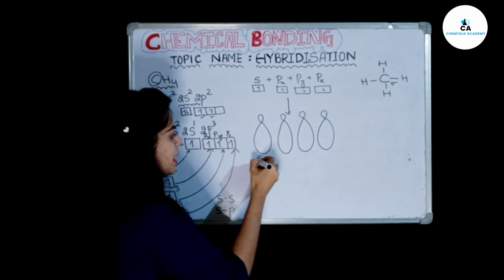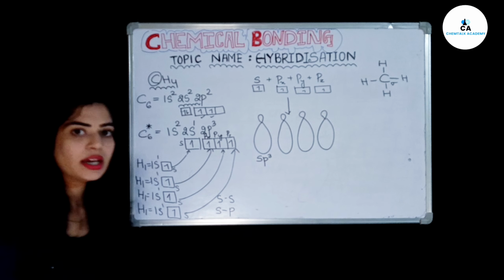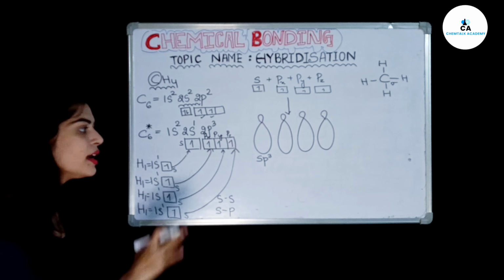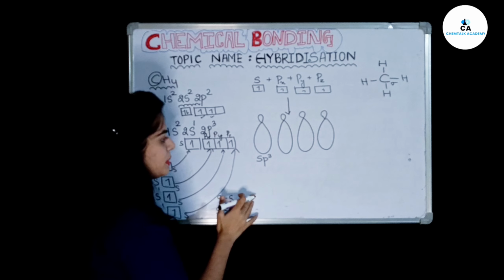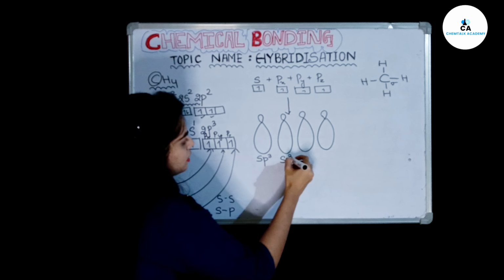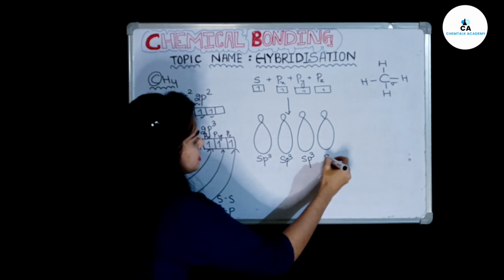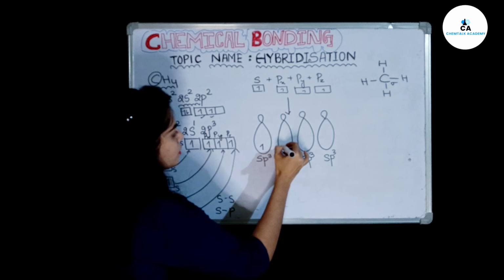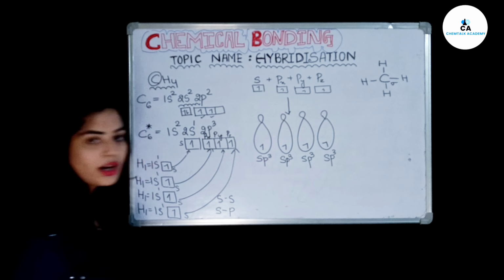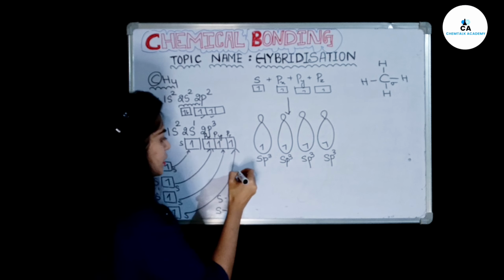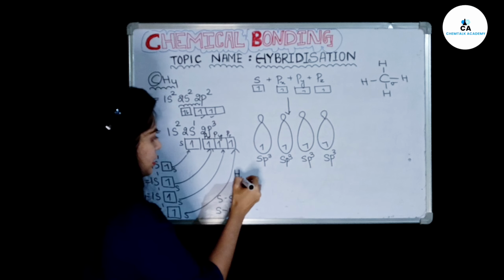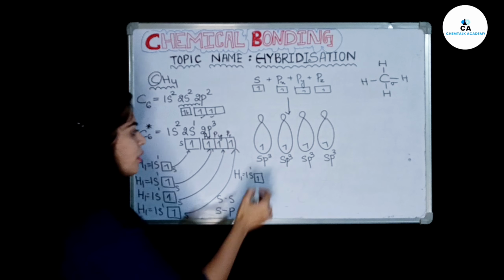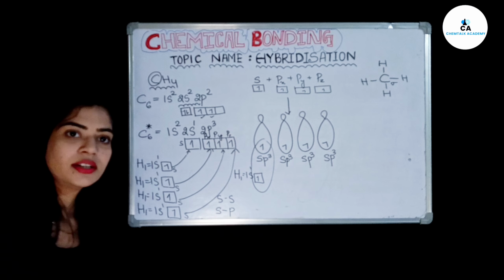So what is its name? Its name will be sp3. Why is its name sp3? Because 1 s orbital and 3 p orbitals are intermixed. So all the 4 hybrid orbitals are named sp3. Clear up to here? Now each hybrid orbital has 1 unpaired electron. Now when we go for hydrogen, each hydrogen has how many electrons? 1s1, with 1 electron. Now can the overlapping take place or not? Yes.